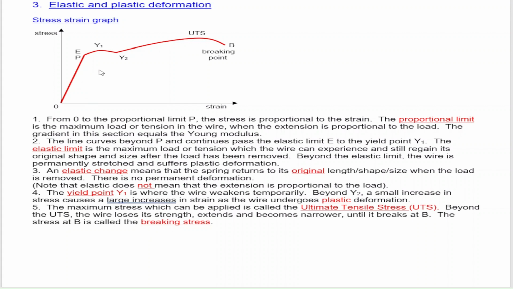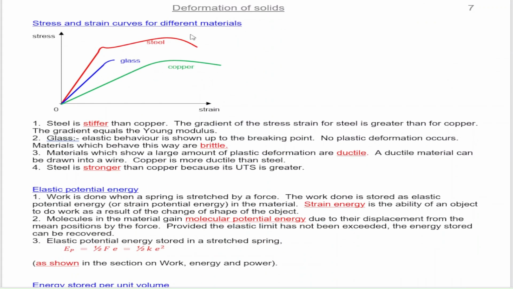Now the maximum stress which can be applied is called the ultimate tensile stress. Beyond the UTS, the wire loses its strength, extends and becomes narrower, so necking occurs until it breaks at B. So B is actually called the breaking point, and the stress that is required for breaking is called the breaking stress.